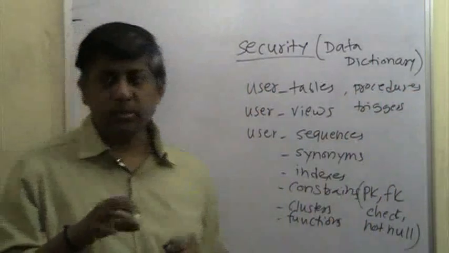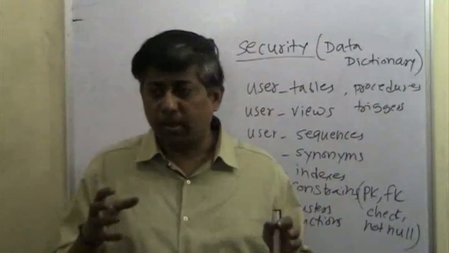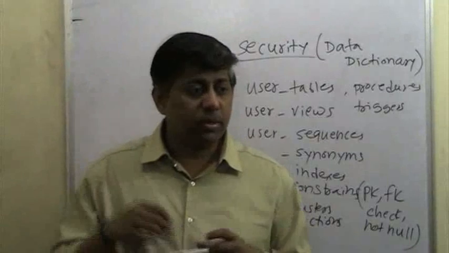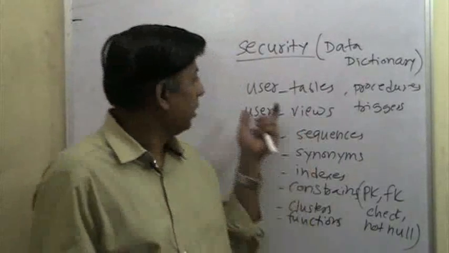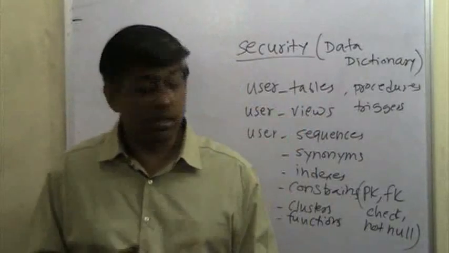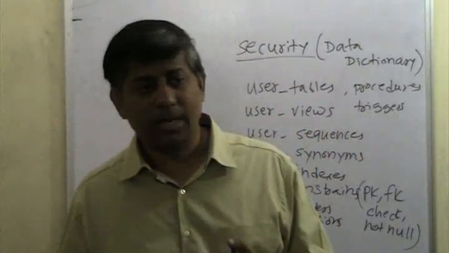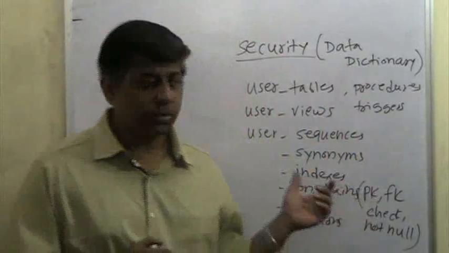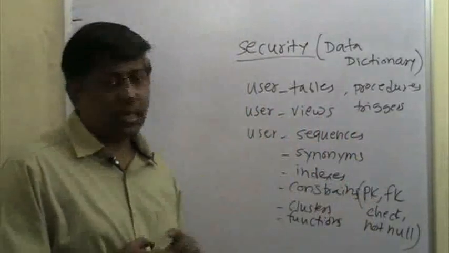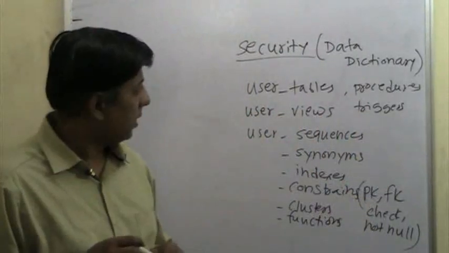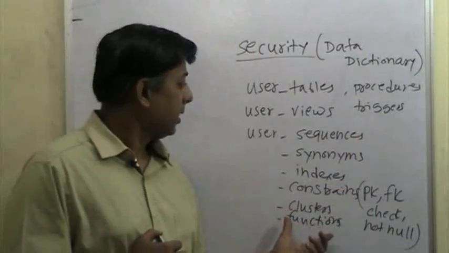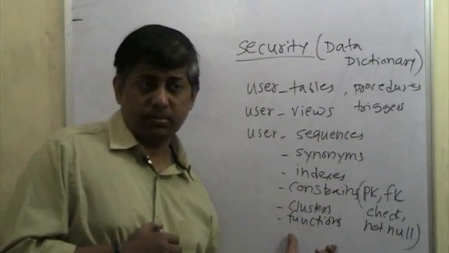Because user_ means show things in your own schema. If I'm logged in as Swaraj and execute select star from user_functions, I will see all the functions that have been created by Swaraj in his own schema. So this is the data dictionary view, or data dictionary views, for your schema.